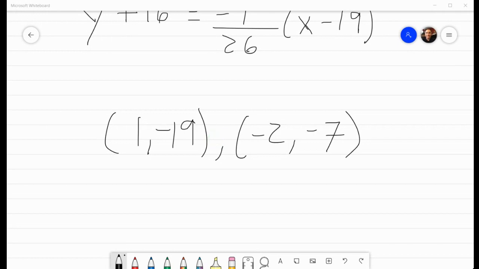And again, when you look at these points, what are they telling you about the slope right away? Well, notice that if we have x going from negative 2 to 1, meaning x is increasing, the corresponding y coordinates decrease. So right away, the slope has to be a negative number. If the x coordinates are increasing and the y coordinates are decreasing, the slope has to be negative.